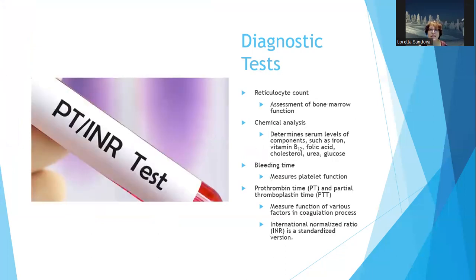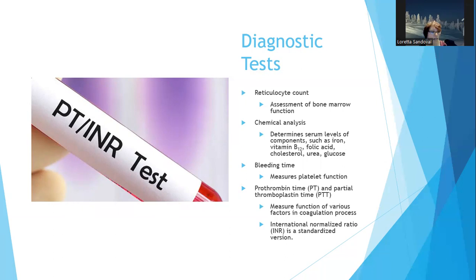Reticulocyte count is an assessment of bone marrow function. Chemical analysis determines the serum levels of lots of different chemicals that are in the serum. Iron, B12, cholesterol, all that stuff. So glucose. A lot of the chemical analysis that they do on blood is determining the level of those different areas.